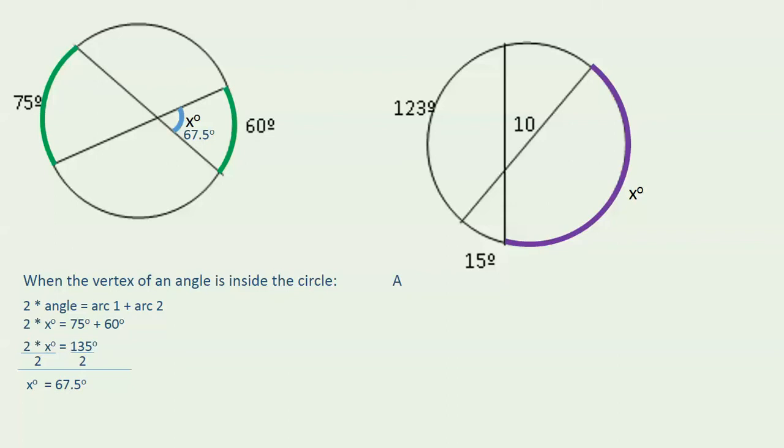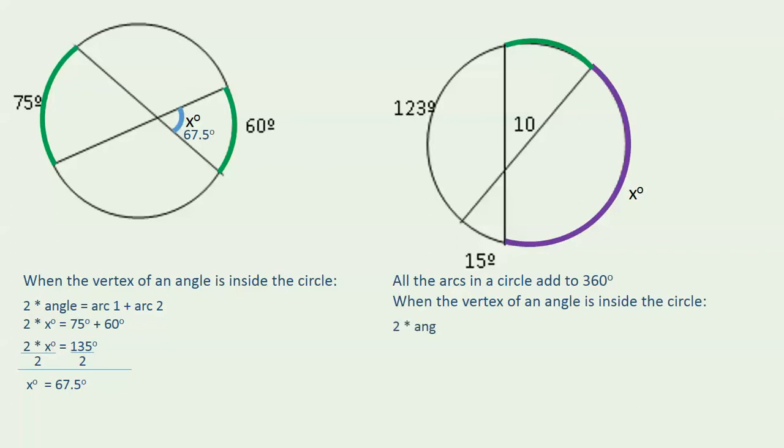Now, solving for x again, all the arcs in a circle will add to 360 degrees. So if we can solve for this arc segment, we'll be able to solve for x. When the vertex of an angle is inside the circle, 2 times the angle will be arc 1 plus arc 2. If our angle is 10, 2 times 10 will be 15 degrees plus arc 2. Combining like terms, that is 20 degrees equals 15 degrees plus arc 2. Solving for the arc we need, we'll subtract 15 from both sides, and we find that 5 degrees will be our arc 2.